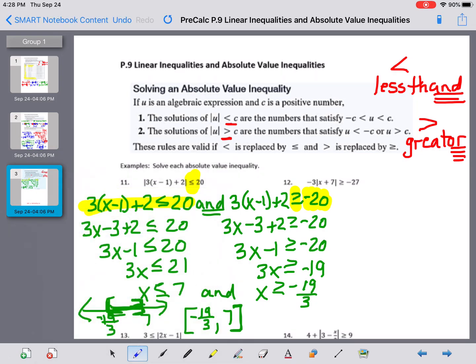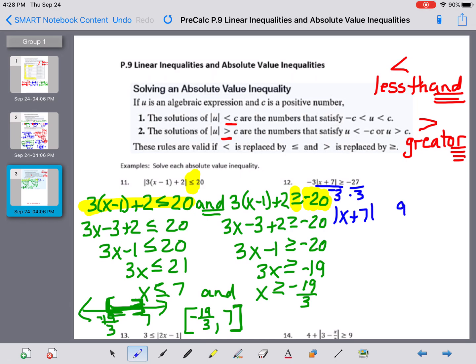All right, moving on to 12. Quick reminder, you have to get the absolute value all by itself before you can separate your absolute value equations. So first I need to divide by negative 3 on both sides. Okay, so that leaves me the absolute value of x plus 7. That leaves me 9. Be very, very careful.